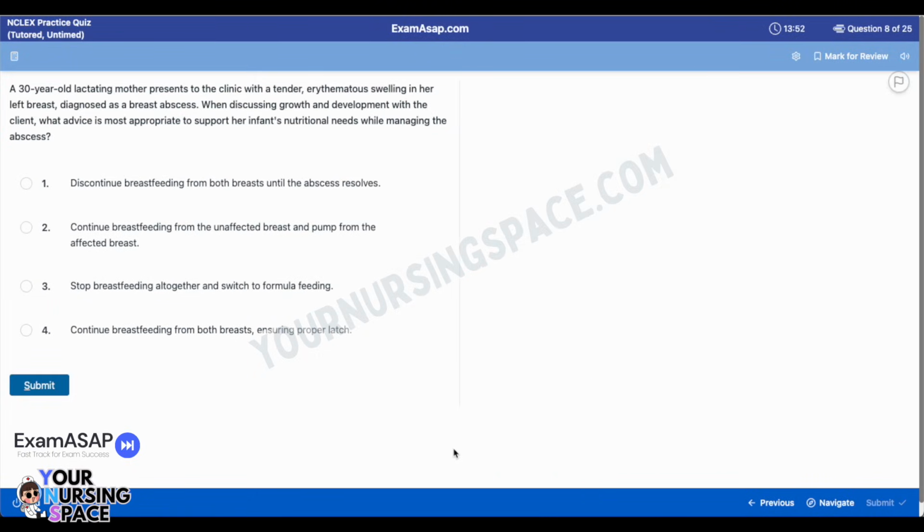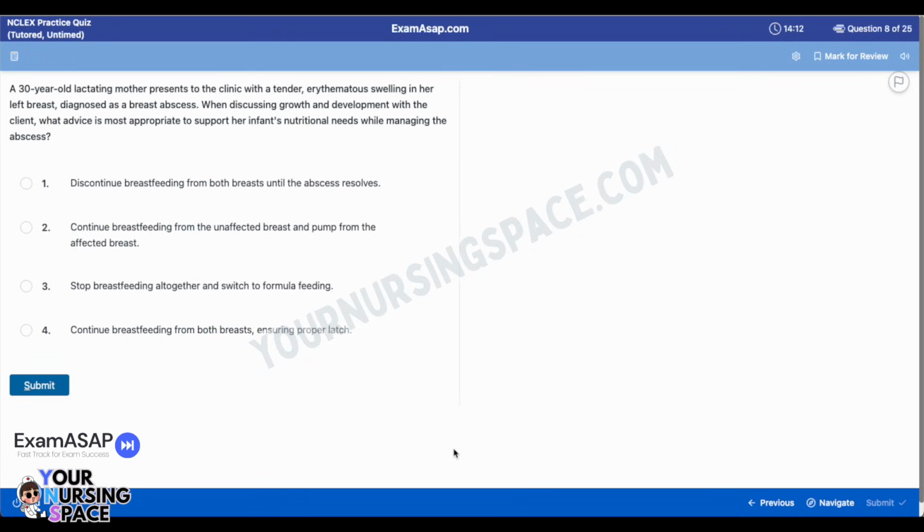A 30-year-old lactating mother presents to the clinic with a tender erythematous swelling in her left breast, diagnosed as a breast abscess. When discussing growth and development with the client, what advice is most appropriate to support her infant's nutritional needs while managing the abscess?